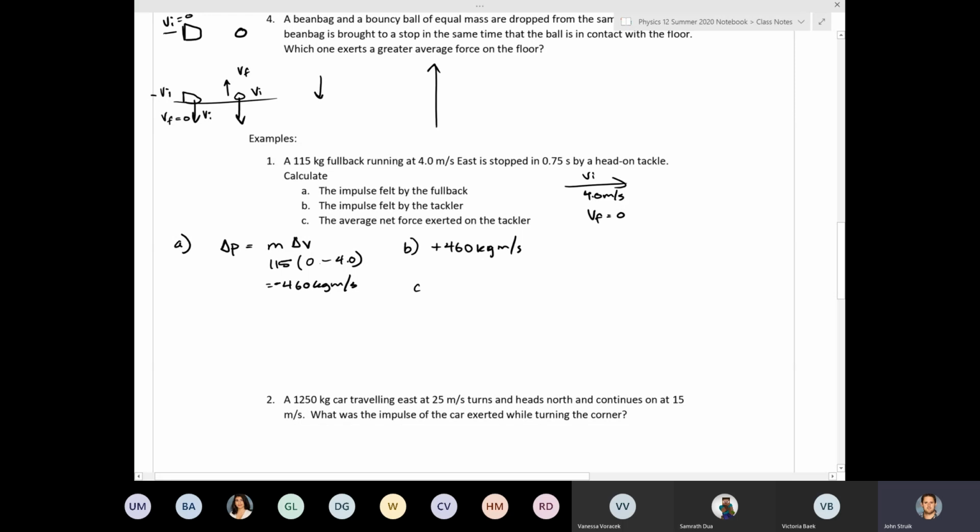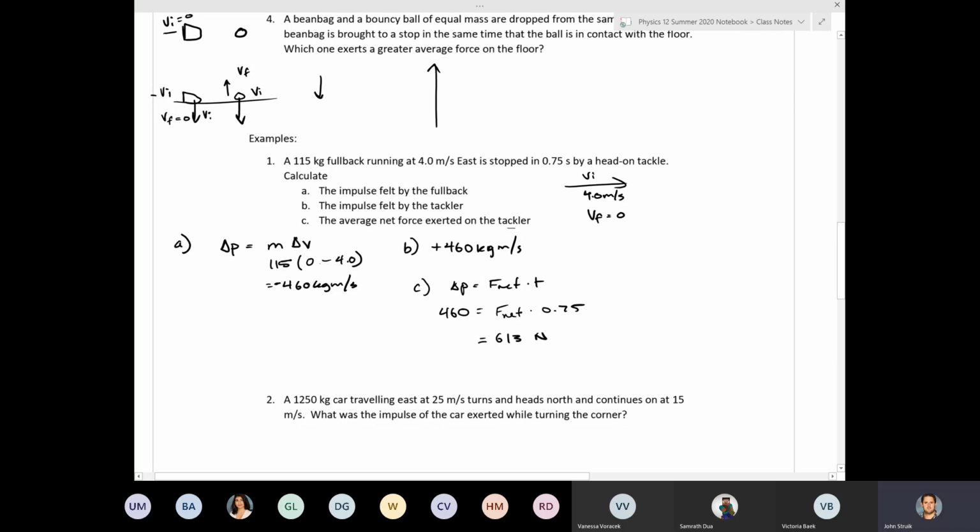And then we can use that to find the net force exerted on the tackler. I'll do it this way. Delta P, the impulse, is F net times t. If that's 460 on one side and F net times 0.75 on the other side, 460 divided by 0.75 is 613 newtons.